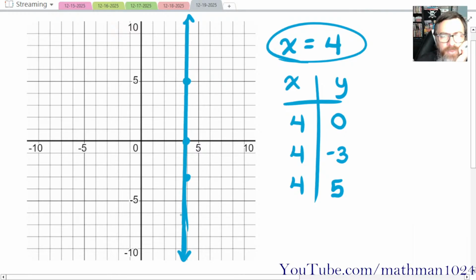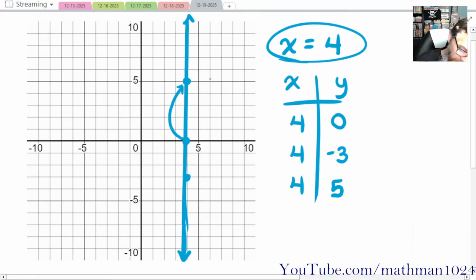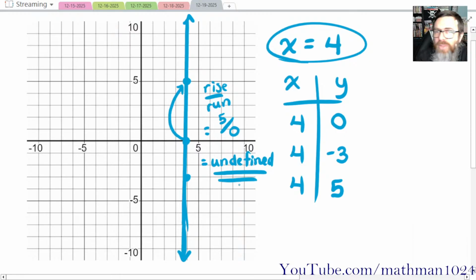Now let's talk about the slope for this though. So we've talked about how slope is the ratio of rise to run. If I do rise over run here, from the first point to the second point, you're going up 5 units, but your run is 0 because you didn't go left or right at all. And 5 divided by 0 is undefined.